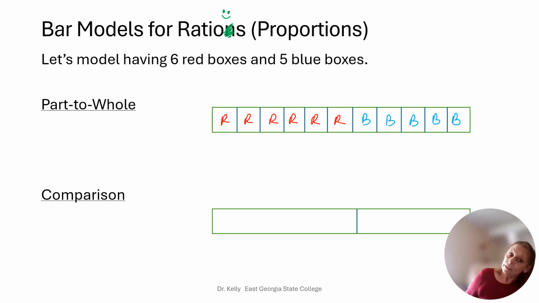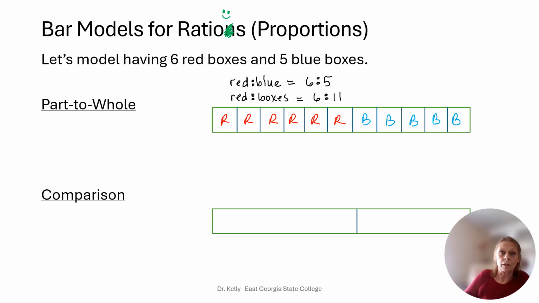Now this is showing a ratio or a proportion that is part to whole. Okay, so we could get a lot of proportions here. So if we wanted to say the proportion from red to blue, the proportion of red to blue is 6 to 5. How about the proportion of red to boxes? That would be 6 to 11 because there's a total of 11 boxes.